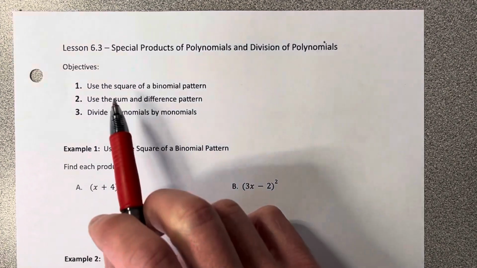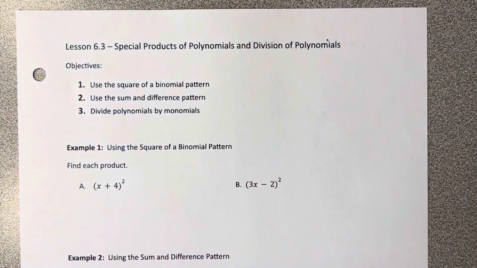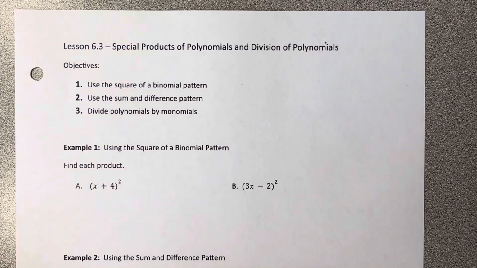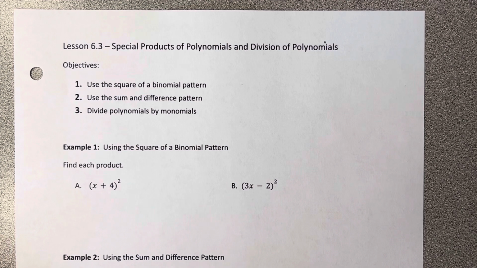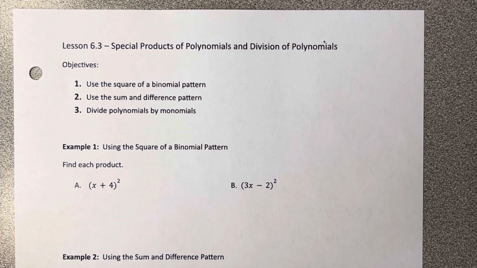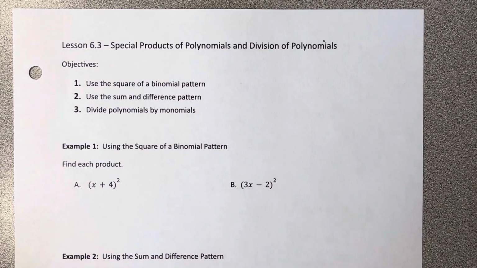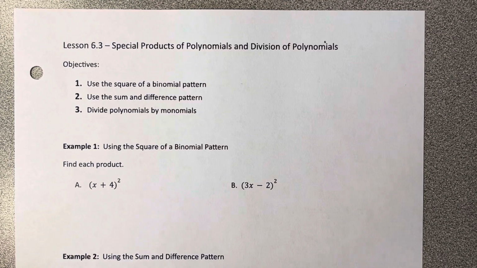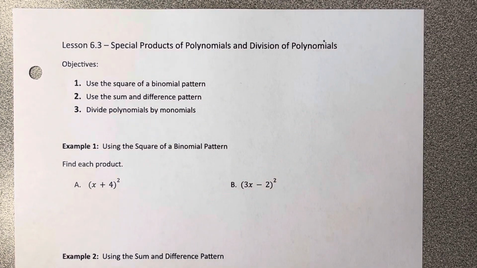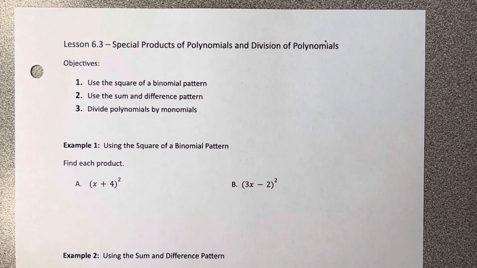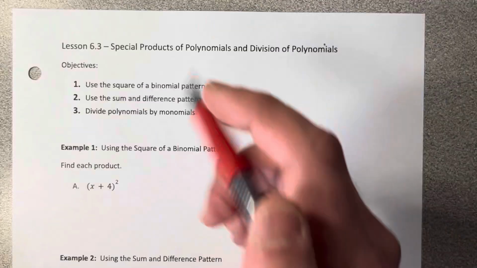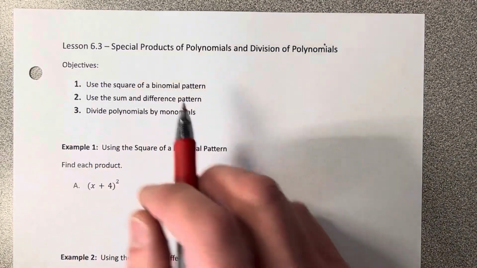So one of the patterns is the square of a binomial pattern. And I want to stress that you can totally do these without a pattern, but the pattern will save you some time, and it'll help you later when we do factoring and completing the square and things like that. Okay, so, the square of a binomial.